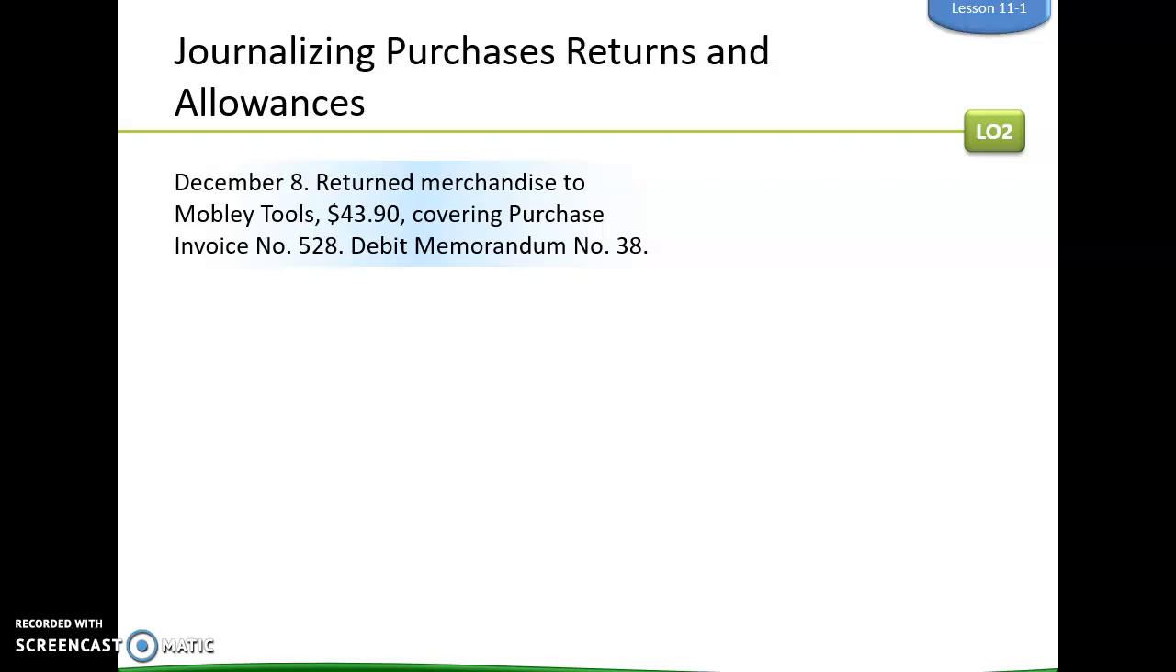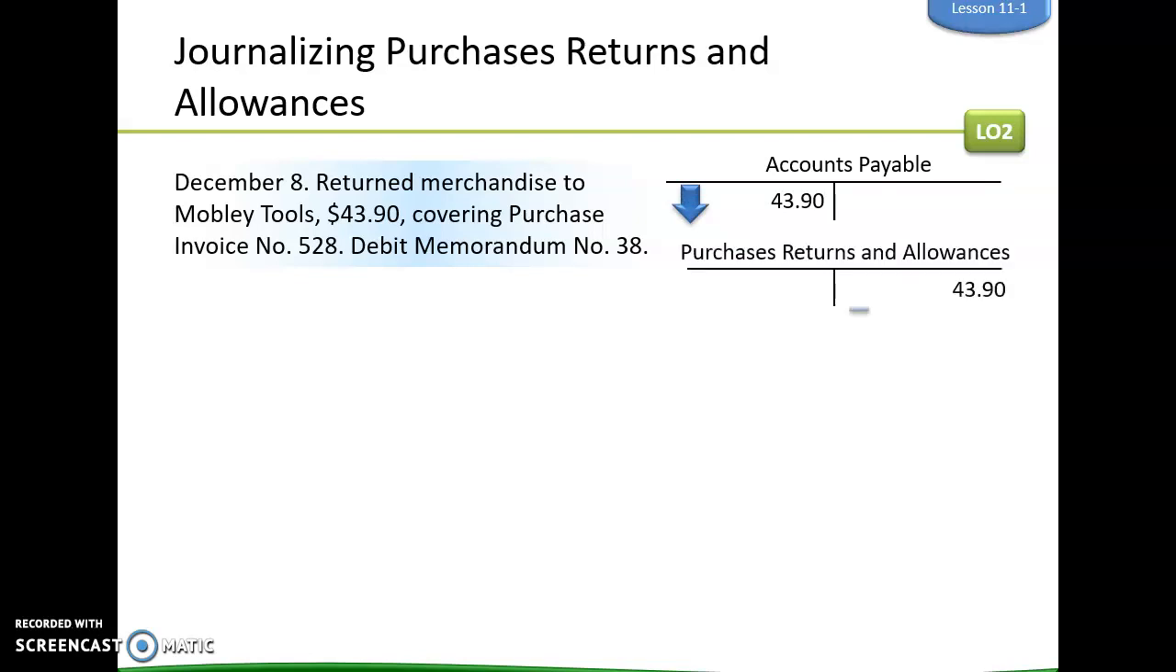So let's look at the transaction. Like I said, we're going to debit accounts payable because we're going to reduce the amount that is owed. Then we are going to credit purchase returns and allowances. So purchase returns and allowances is a contra account to purchases. So the normal balance of purchases, returns, and allowances is credit, the opposite of the normal balance debit of purchases.